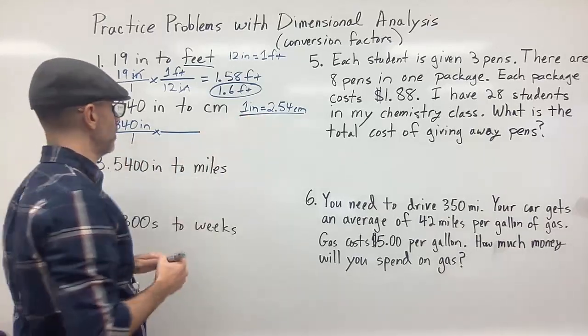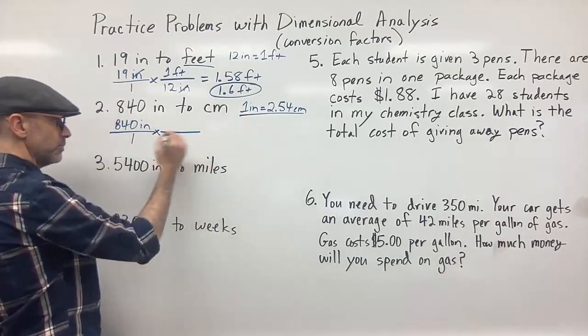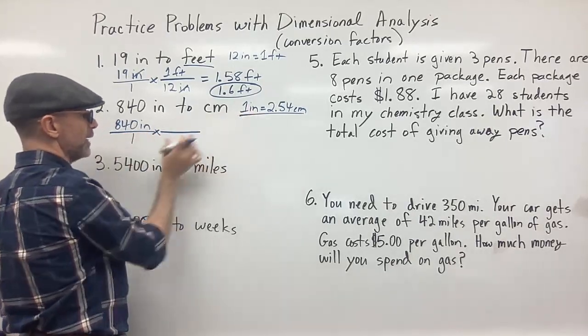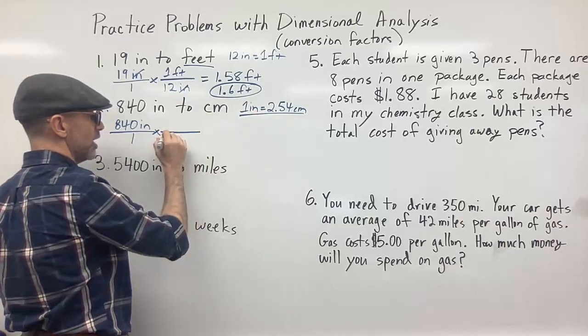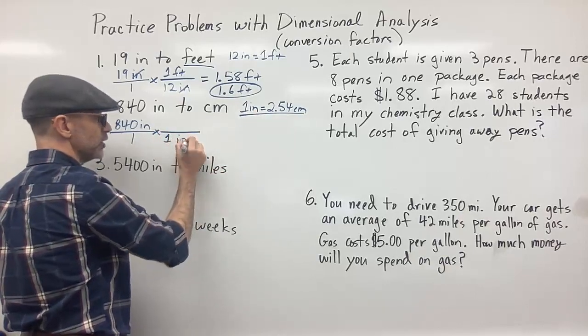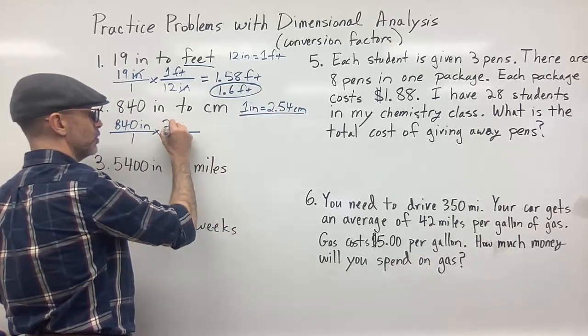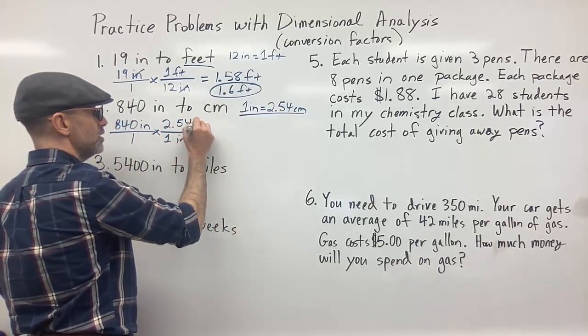So inches to centimeters. Since I have inches on top, I'm going to put 1 inch on the bottom. I need inches on the bottom, so 1 inch goes on the bottom. And then 2.54 centimeters goes on top.